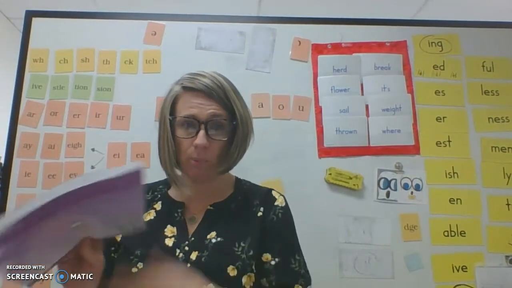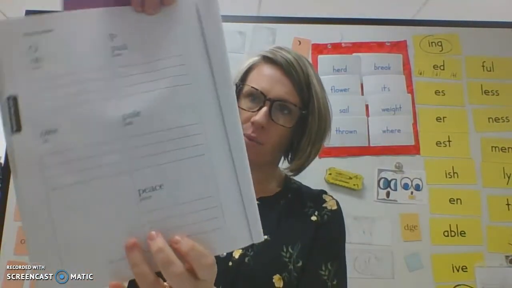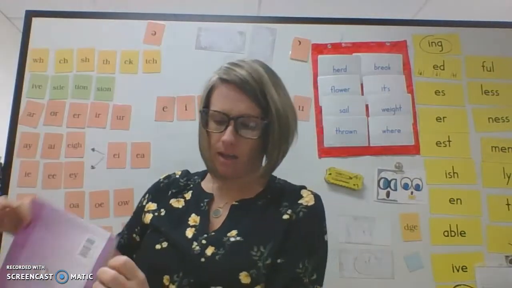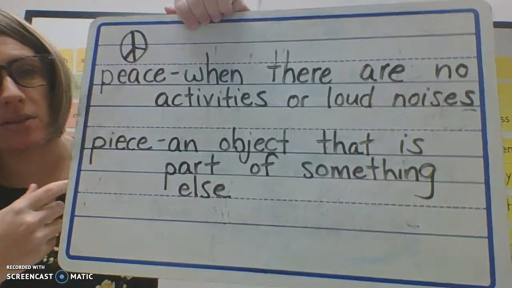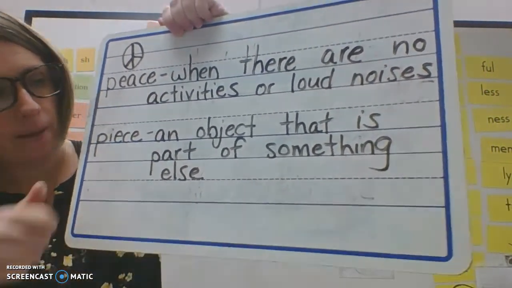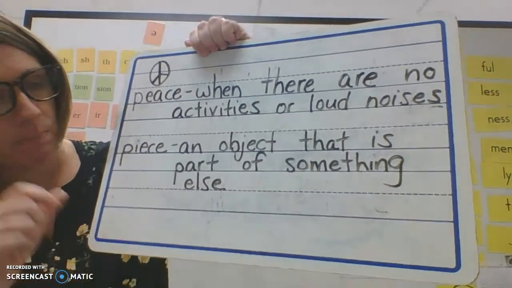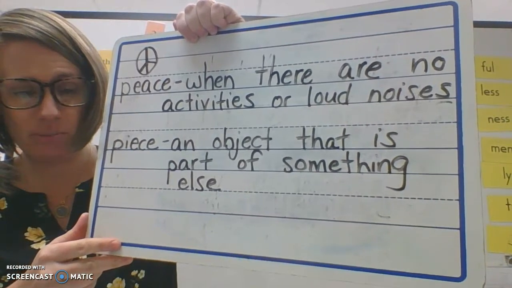Okay, so in your student notebook, of course, we know the sound-alikes are in the way back, and they'll both be under P because they both start the same. Usually the sound-alikes do start with the same letter. That last one, cell and sell, was one of the first times that they started with different letters. So you'll find peace, one on one page and one on the next. And I will put up the definitions for peace. I put a peace sign up here with the top peace, and it says, when there are no activities or loud noises. And then piece with the I, an object that is part of something else. Okay, so pause the screen right here to enter both of these.